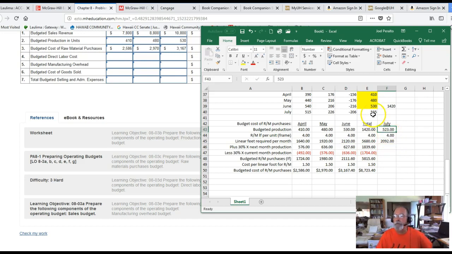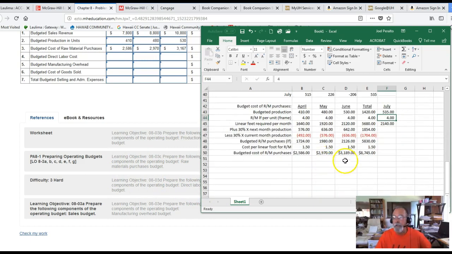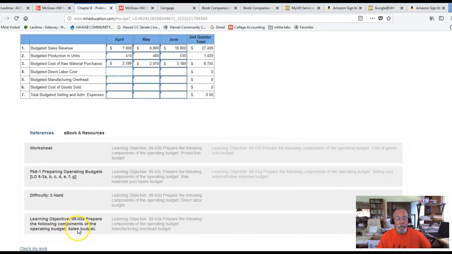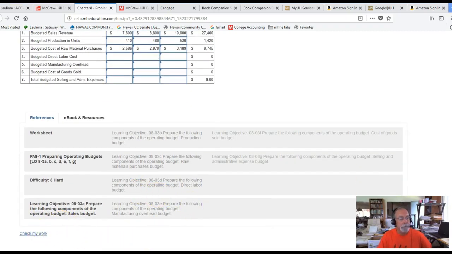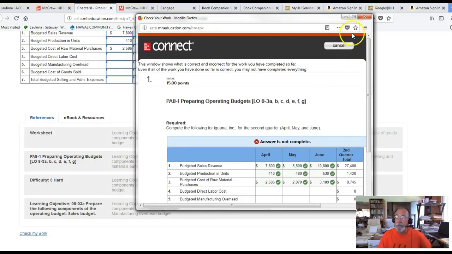Oh, this is a number. Let's see, we got 535 here. That should be 535. Okay. All right, so now we got a whole number in here. So we got 2586, 2970, and this changes from 3167 to 3189 here. 3189. And let's see if that's going to work. Okay, now we're okay. Well, that was pretty tough.